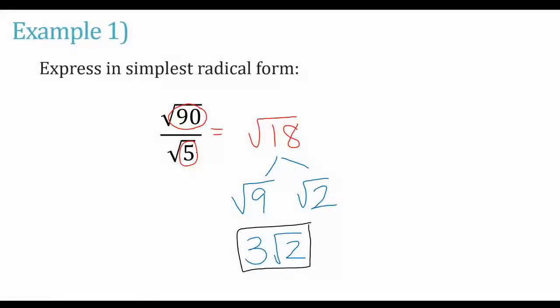So we divided our radicands. 90 divided by 5 is 18. Found the largest perfect square that went into 18, which was 9. Separated out because 9 times 2 is 18. Square root of 9 is 3. That goes in the front. Okay, let's take a look at another example.